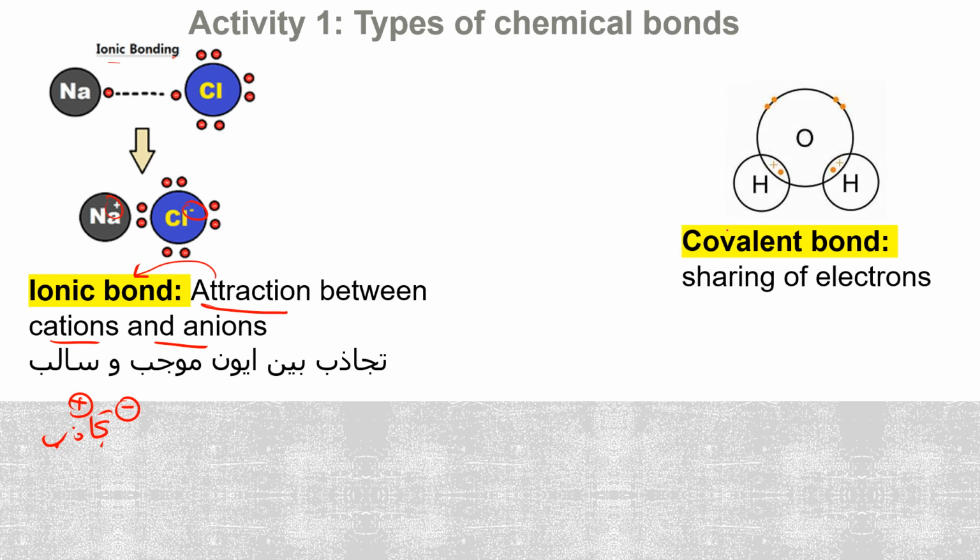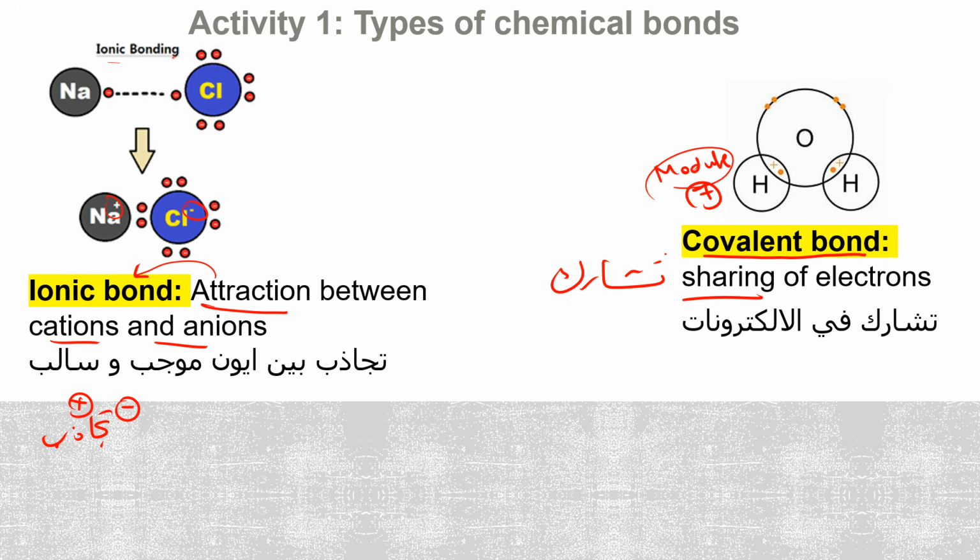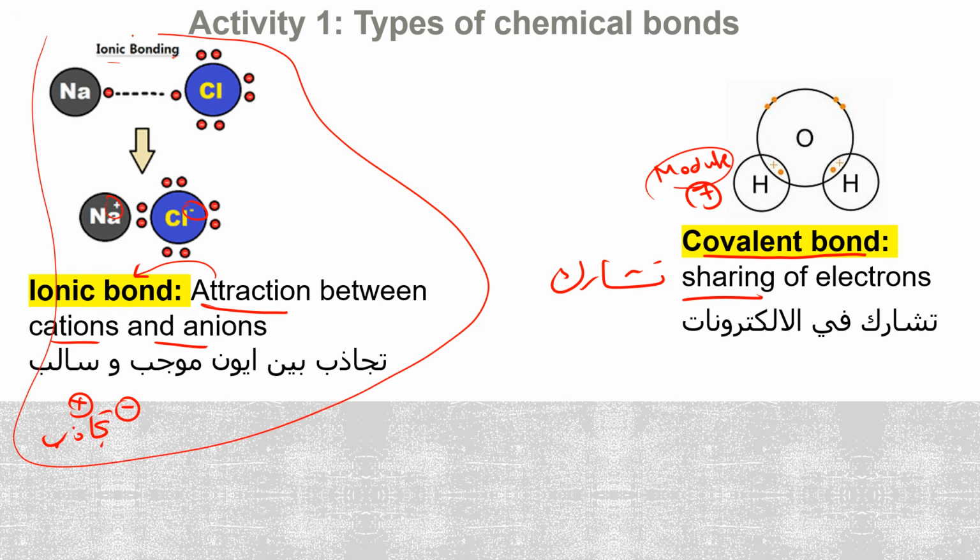We have another type of bond which we'll cover in module 7 inshallah, the next chapter, which is called the covalent bond. The covalent bond ما فيها lose or gain electrons, فيها sharing, تشارك. Sharing of electrons, which we'll see later. Our focus today is on this module, the ionic bond.